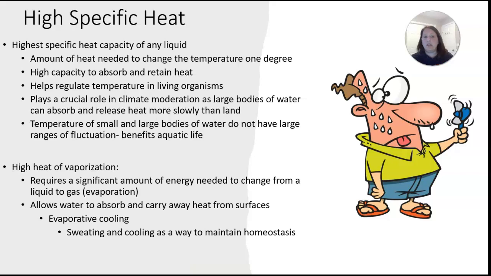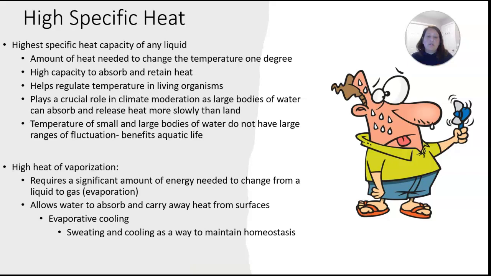What does this mean? It has a high capacity to absorb and retain heat. Large bodies of water will take up a lot of heat that comes to our planet during the day, and then that heat is released into cooler air at night. This helps to regulate the climate. Okay, so again, larger bodies of water can absorb and release heat more slowly than land can.